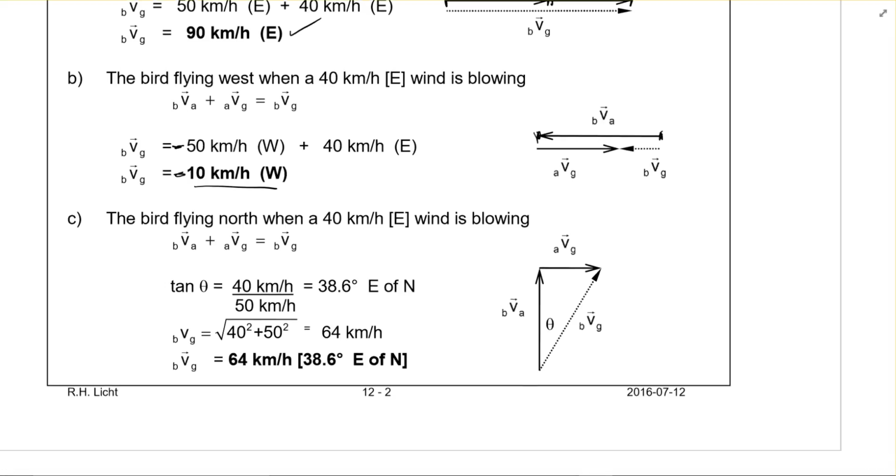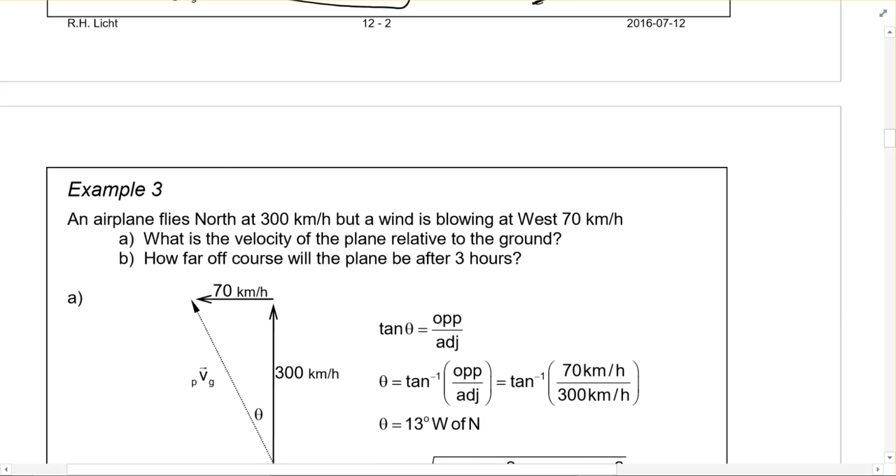The bird flying north when a 40 kilometer an hour east wind is blowing. Now we have to do trigonometry, right? We've got the bird going north, that's this vector, and the wind is still blowing the same direction. We need to use our trig identity to figure out the angle. It ends up being east of north because the angle is coming from the north, remember? Then use the Pythagorean theorem to figure out the magnitude of the velocity of the bird relative to the ground. And then you write your answer out that really long way like that.